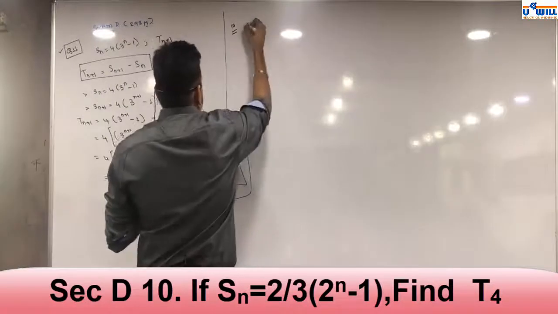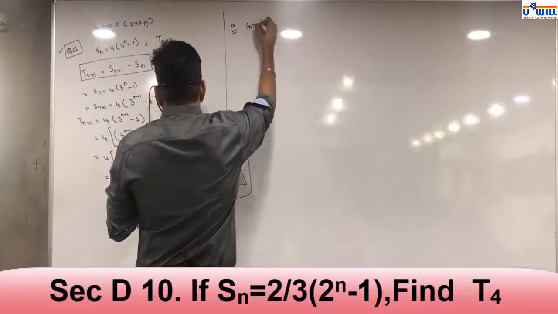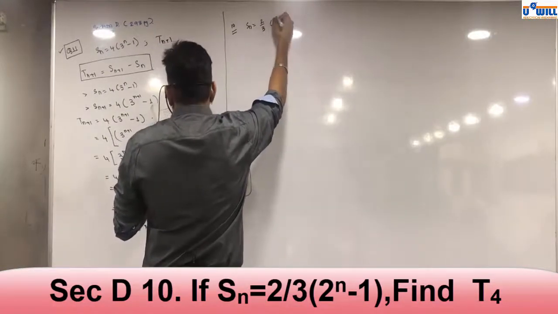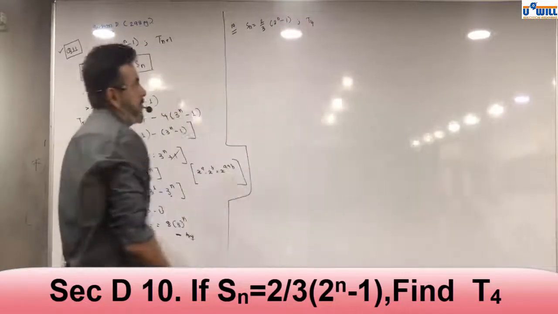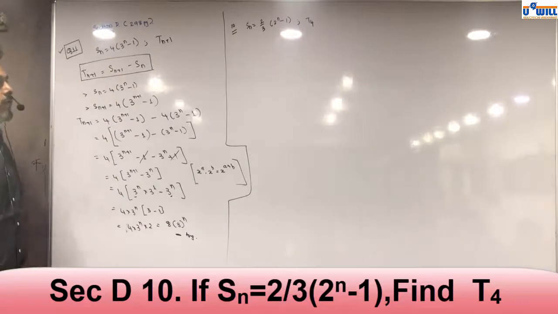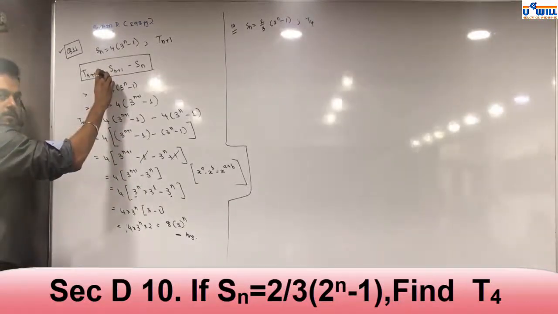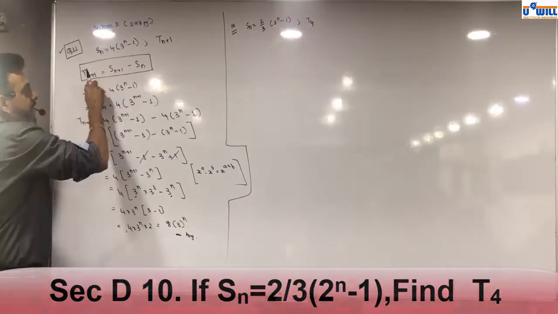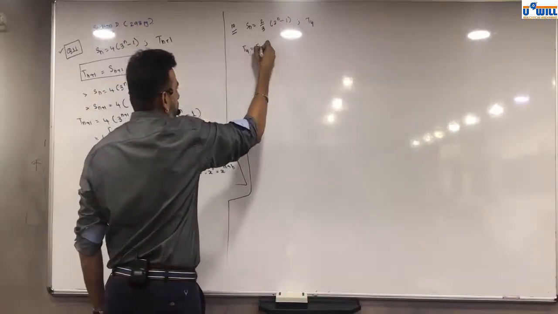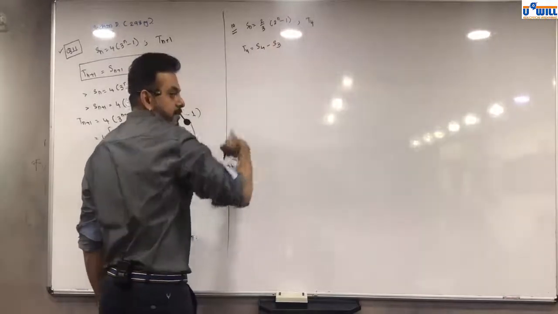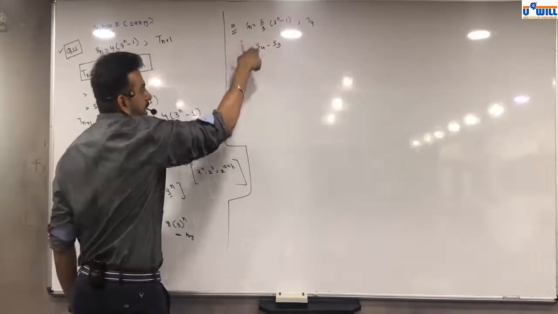Sn is equal to 2 by 3, 2 raised to n minus 1. We have to find T4. What rule we'll use? We'll use the same rule. Same rule. Tn plus 1 को हम क्या लेंगे? T4 is equal to S4 minus S3. तो हम individually find कर लेंगे.